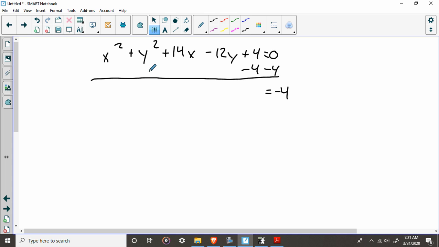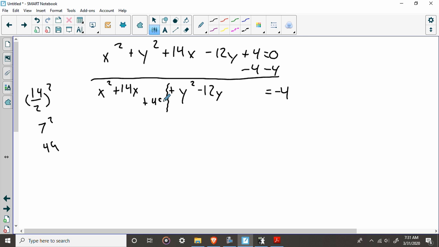While we're at it, let's rewrite this with our x's first and our y's second. And let's leave a nice amount of space, okay? A little squiggle there, okay? So again, 14 over 2 squared, well, 14 over 2 is 7. 7 squared is 49. So I'm going to add 49 here. But again, if I add 49 here, I'm adding 49 over here. Okay. On this side, negative 12 over 2 squared. Negative 12 over 2 is negative 6. Negative 6 squared is going to be 36. Again, if I'm going to add 36 here, I got to add 36 over here.